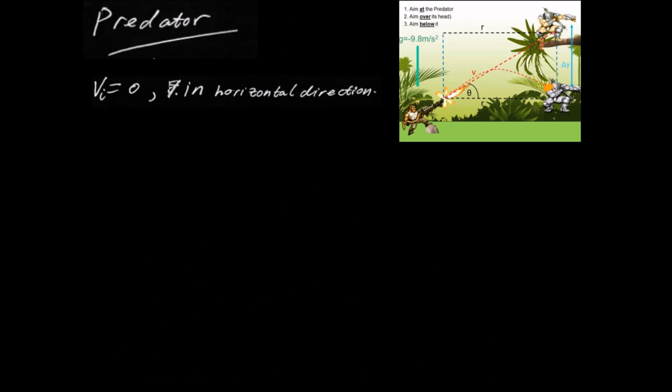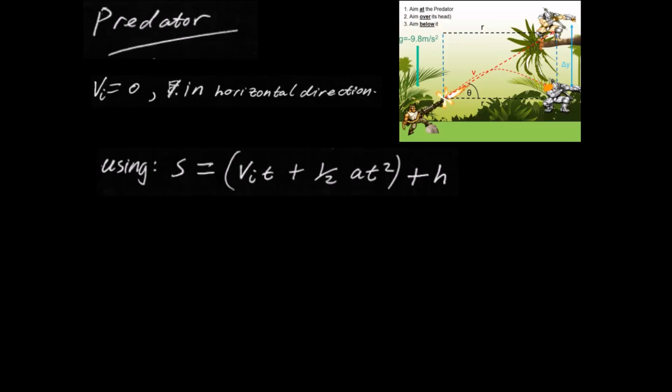But for the predator, here we have an initial velocity VI of 0 as he's sitting in the tree, and its velocity in the horizontal direction is essentially 0. So he's not moving in the horizontal direction at all. He's going to drop in the y direction. This means that his displacement is going to be whatever height he starts out at, plus s equals VIT plus half AT squared here. Don't worry, the signs will work themselves out.